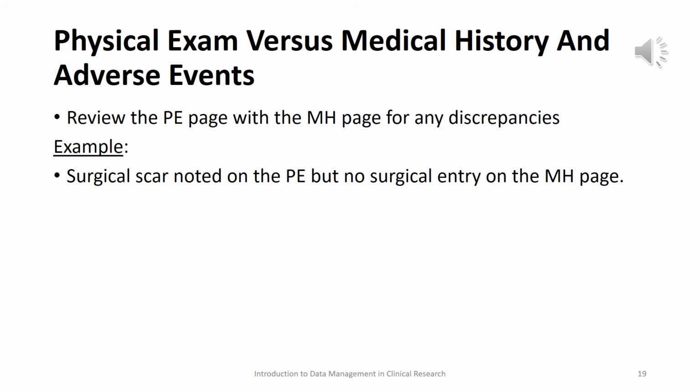We also want to take a look at the relationship between the physical exam versus the medical history and the adverse events pages. If we review the physical exam page with the medical history page, we want to review those for any discrepancies. An example might be that in the physical exam, the PI indicates that a surgical scar was noted, but there's no surgical entry on the medical history page. That would be a discrepancy that we want to query for. We want the site to clarify that to make sure we have that information correct.